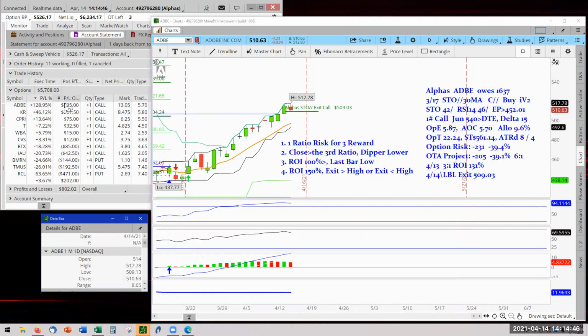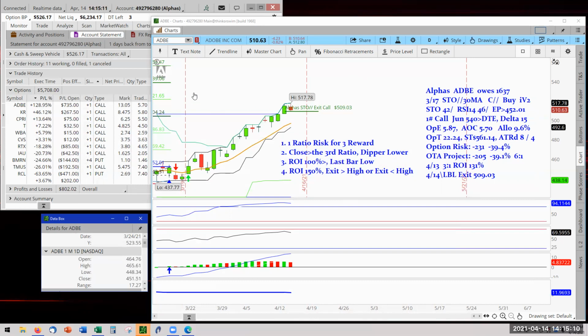The objective is the money. We can get out with at least $700 or better on this trade. Then it'll drop this down to close to under $1,000. So there it is for today. We are on ROI. Exit rule number 3, ROI 100 or greater, last bar low.